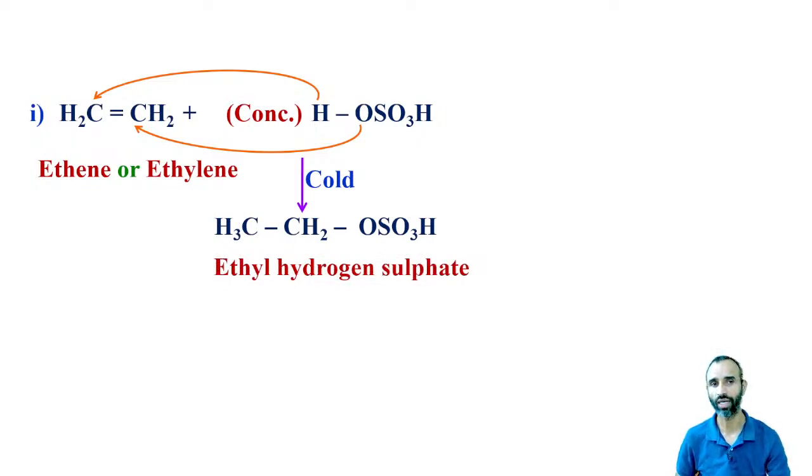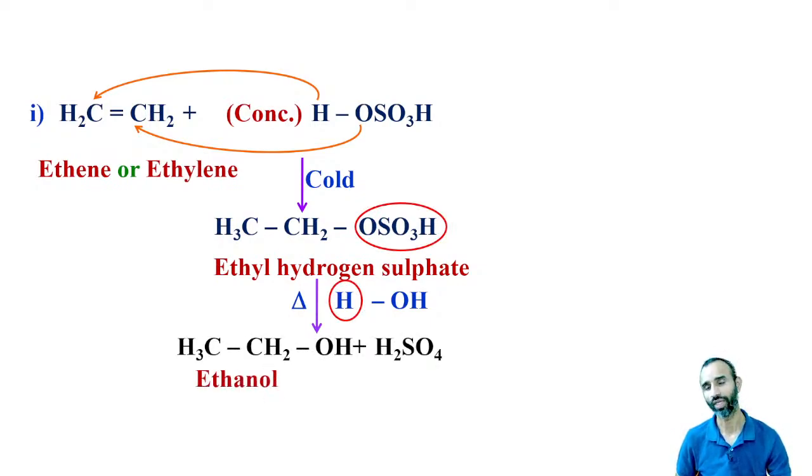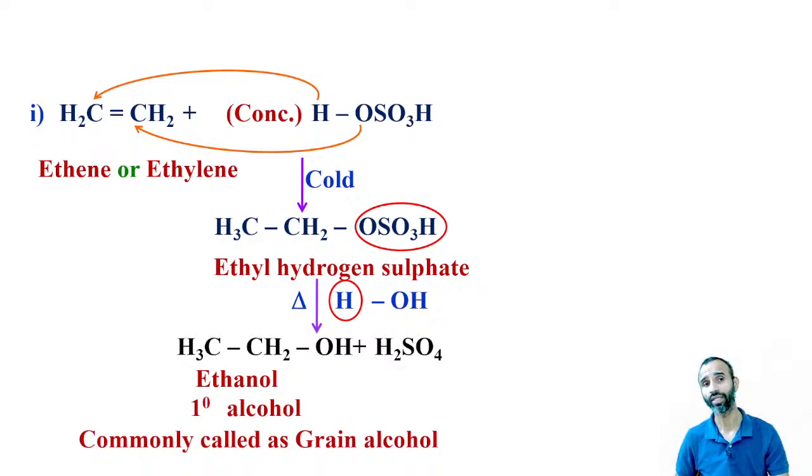So we get ethyl hydrogen sulfate at around 383 Kelvin. But if we heat it, then this OSO3H group is replaced by OH. So we get ethanol and H2SO4. So this is called acid catalyzed hydration of alkene, where the H2SO4 first used is recovered at the end. So we get primary alcohol, and this is commonly called grain alcohol.